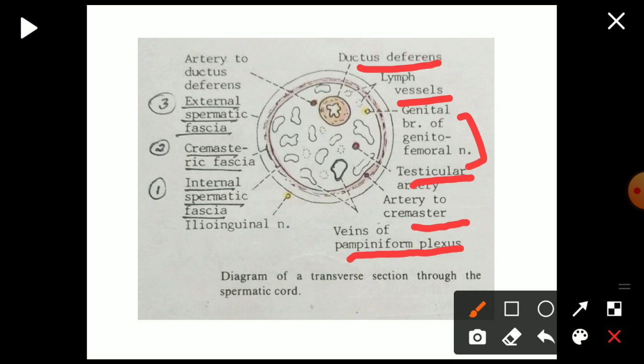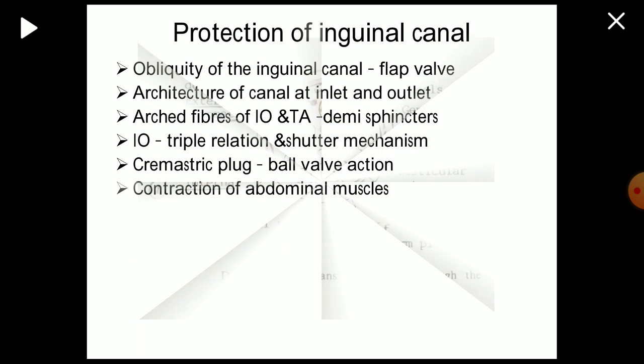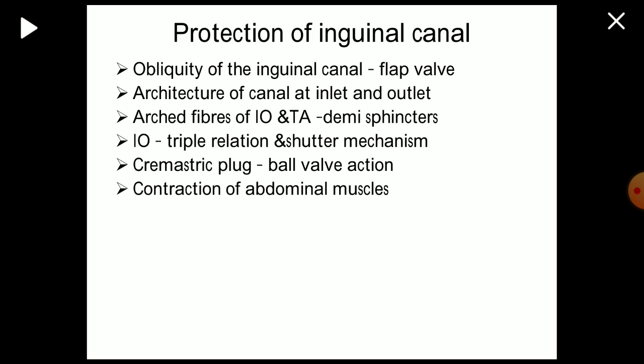Now we'll see what are the coverings of spermatic cord. It is made up of 3 layers: the internal spermatic fascia, the cremasteric fascia, and external spermatic fascia. These are the coverings of spermatic cord. And now we'll go to protection or mechanism of inguinal canal.